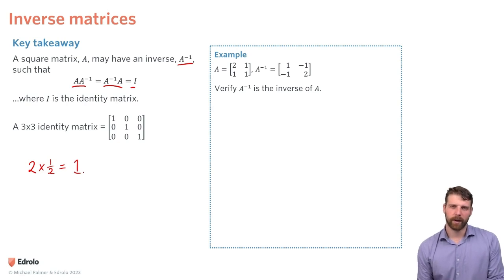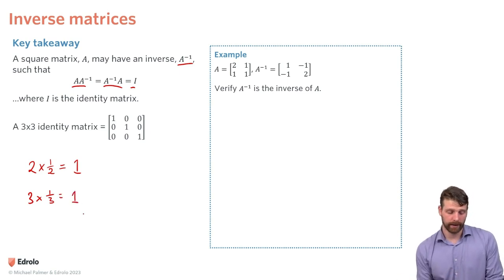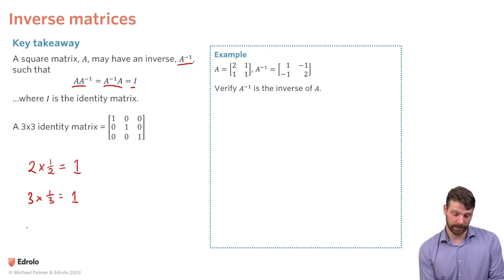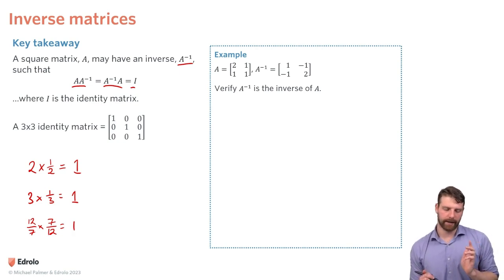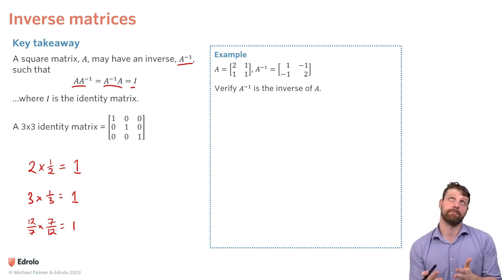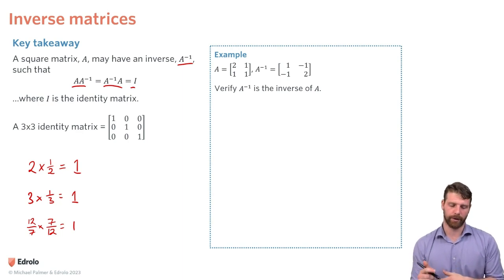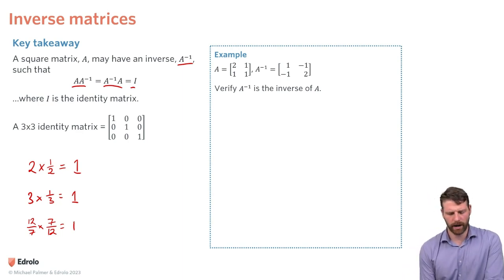Why is that special? We'll take 3 times 1/3, and that also gives you 1. And I could do this again with some harder numbers. I could do 12/7 times 7/12, and if you're good at multiplying fractions, you might realize that that is also 1. So it turns out that a reciprocal is any real number's inverse. Why are they called the inverse? It's because they land us on the identity.